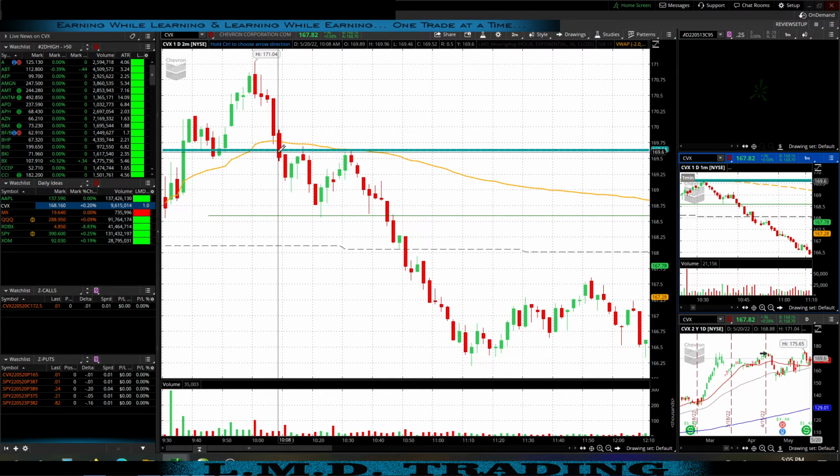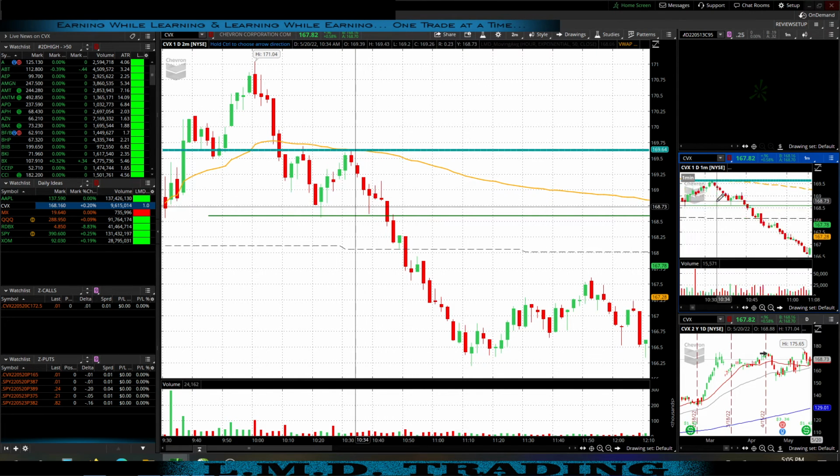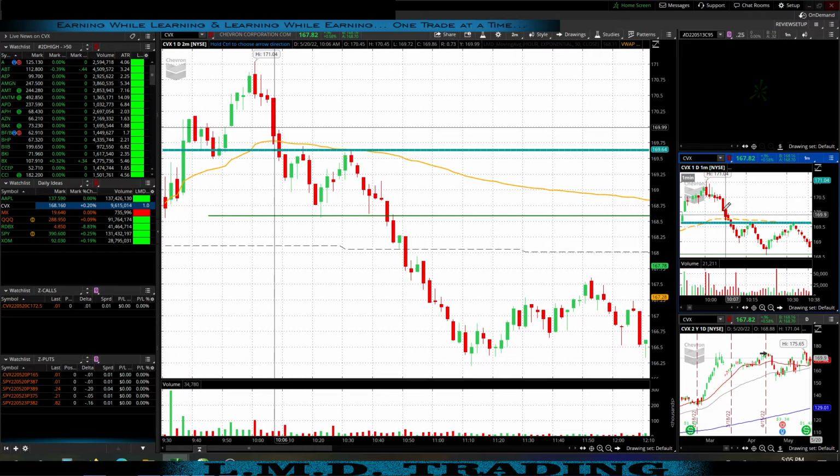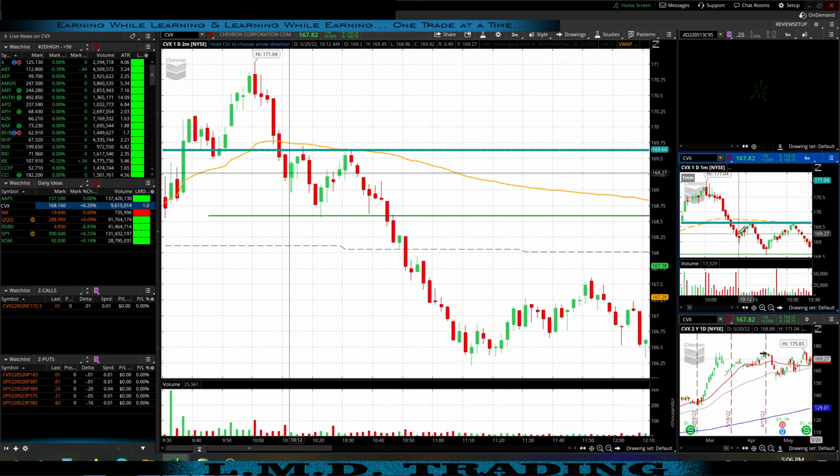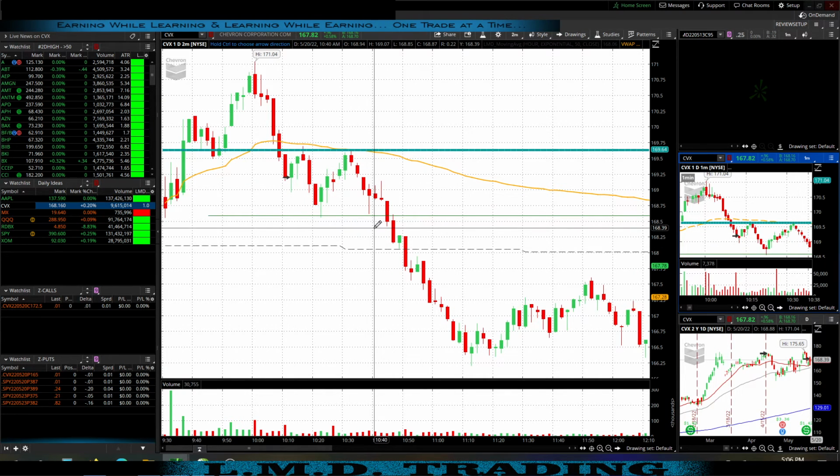And when it failed, we changed our bias. We are no longer long biased. Let's see what it's going to do on the short term. And we took this trade at 10:12, almost on the dot, basically 10:12 and 4 seconds. So let's find 10:12. 10:12 right there.